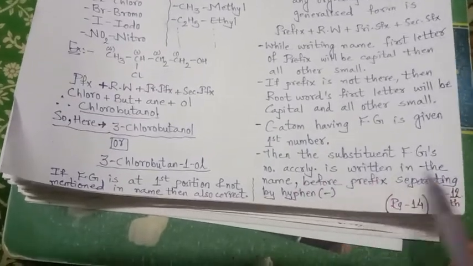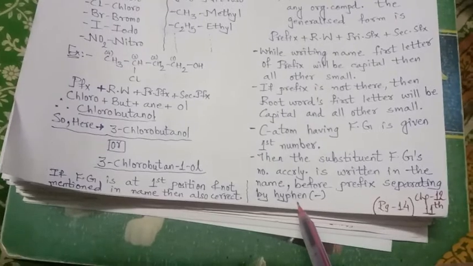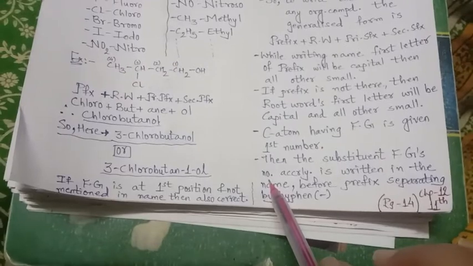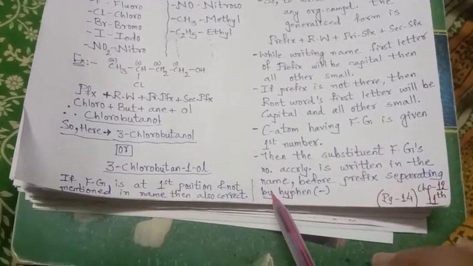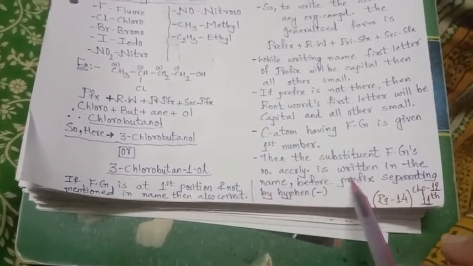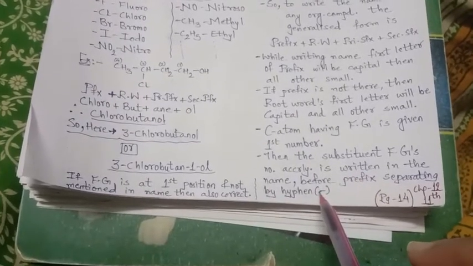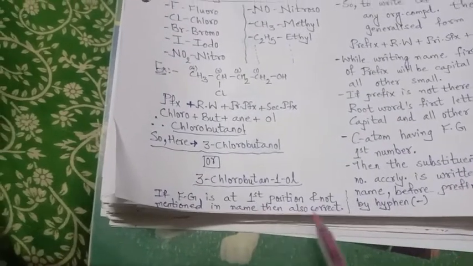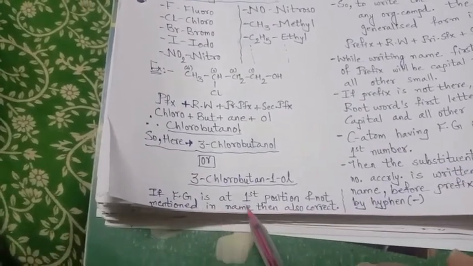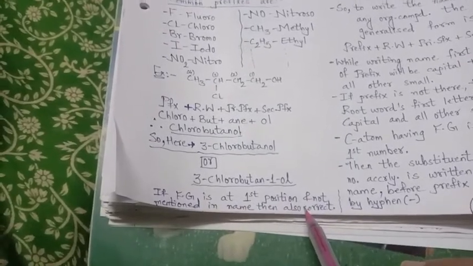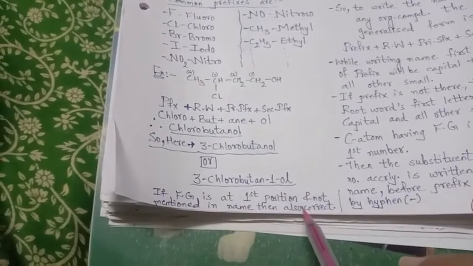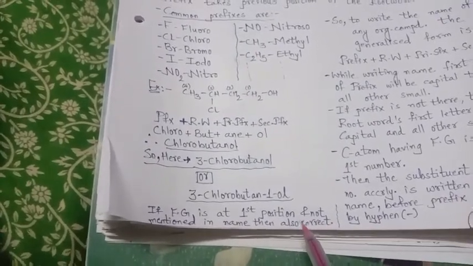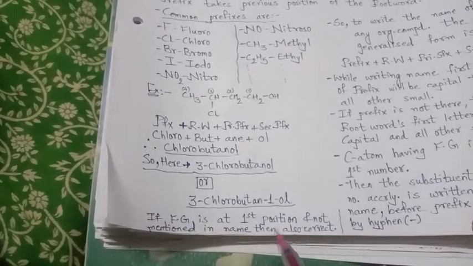Before the prefix, separated by a hyphen. So the functional group's number, that means the number on which the functional group is present, right? That number we write before the prefix, and the number and prefix are separated by a hyphen. If the functional group is at the first position and not mentioned in the name, then that name is also correct. So this is one excuse given by IUPAC, that if the functional group is on the first carbon and number 1 is not given in the name, then it is also considered correct.